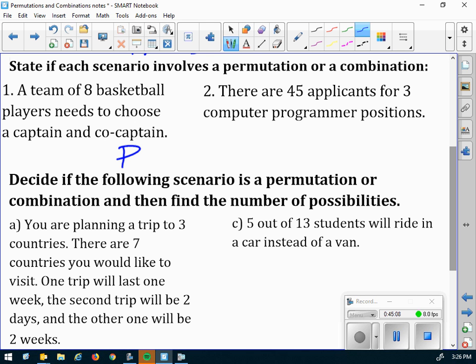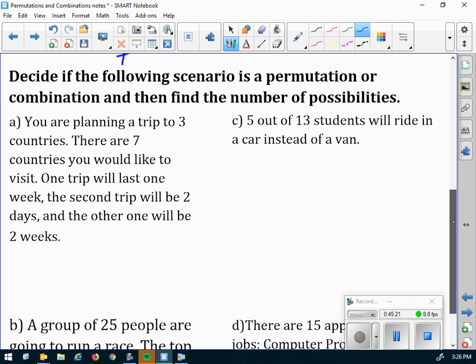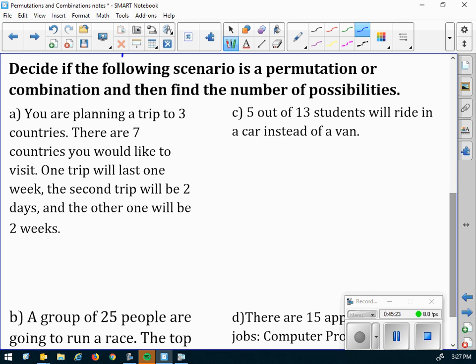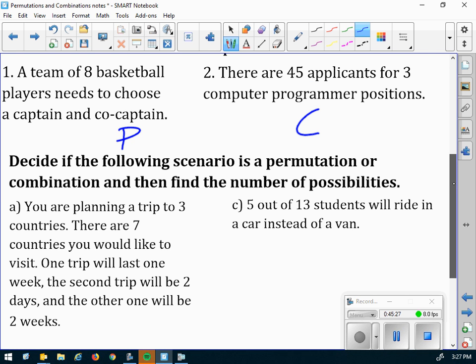There are 45 applicants for 3 computer programmer positions. That's a combination, right? Now, we do not have time to do all the work here. Here's what I want you to do. I want you to do what we did up here, but let's put the numbers with it.